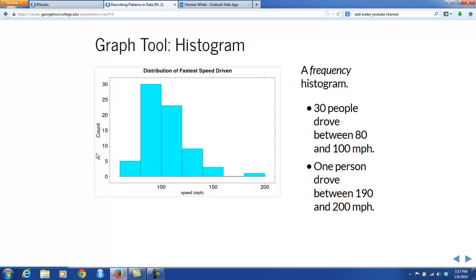Notice how a histogram looks on the x-axis. It's labeled with the name of the variable and the units. The y-axis simply specifies a count, and notice the title.